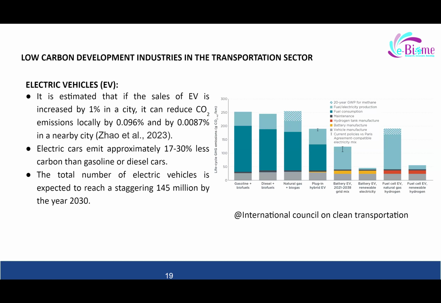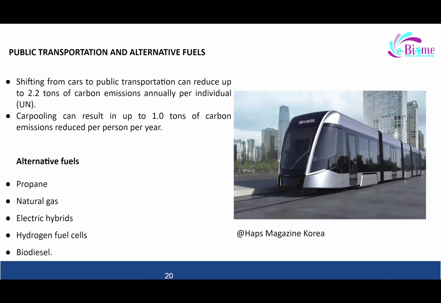Electric cars emit approximately 17 to 30% less carbon than gasoline or diesel cars, right? So these are some of the advantages of going in for electric vehicles. The total number of electric vehicles is expected to reach a staggering 145 million by the year 2030, in a way to help us reduce our carbon footprint as a species on the planet. This is a schematic showing the types of fuels and the contribution of the different types of electric vehicles to climate change mitigation and carbon dioxide reduction globally.